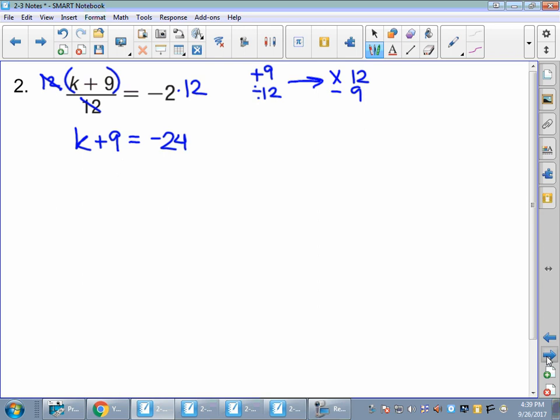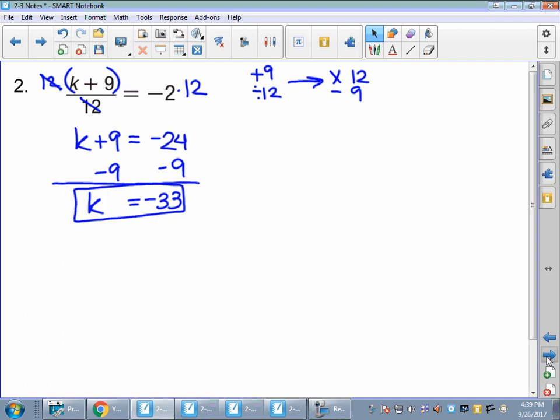To get rid of the plus 9, I'm going to subtract 9 from both sides. Draw my line. It's an equal sign. k equals negative 24 take away 9. Use your calculator. It's negative 33. A lot of you make mistakes with your signs. If I go to check this, I'm going to use the original problem.